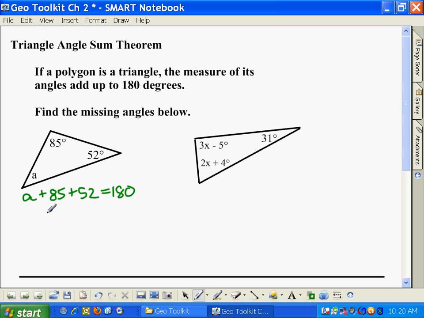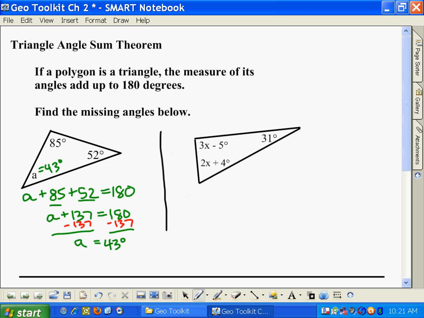So now it's pretty simple. Just do a little bit of math. 85 plus 52, these two added together, is 137. So we have A plus 137 equals 180. Go ahead now, subtract 137 from both sides. After you do that, you get A equals 43 degrees. So that is the missing angle here. It is 43 degrees.